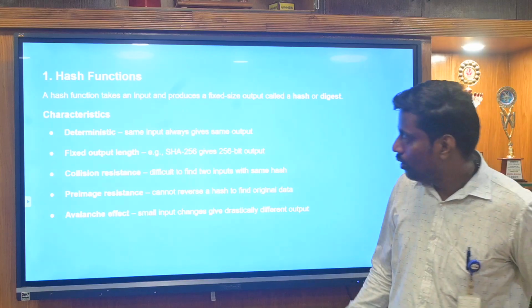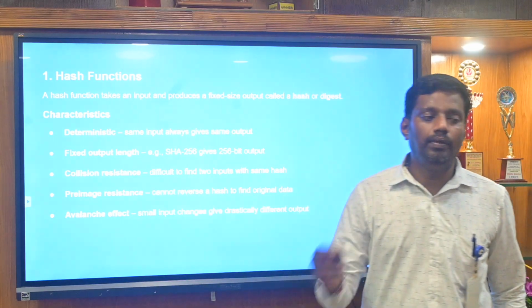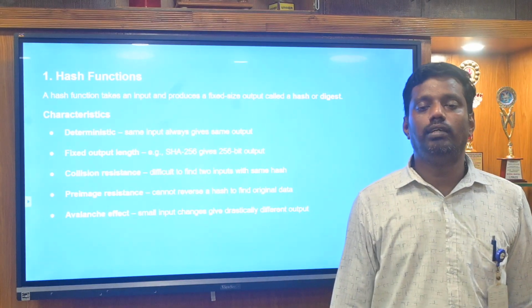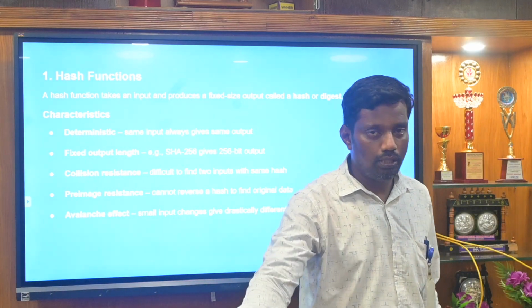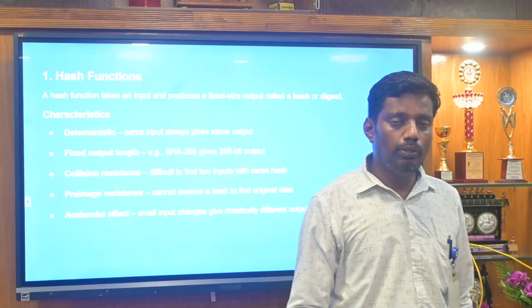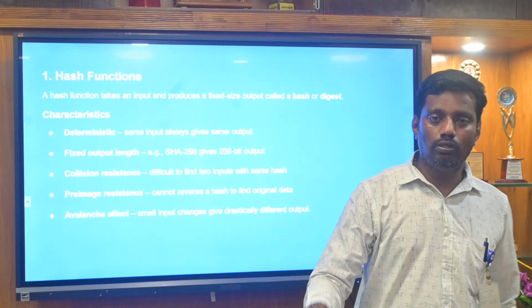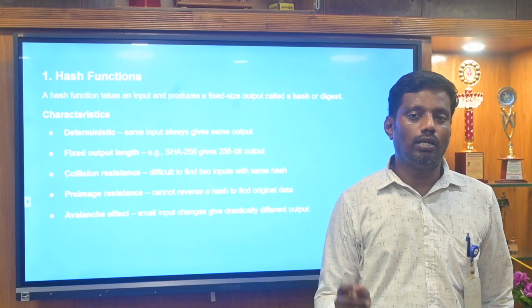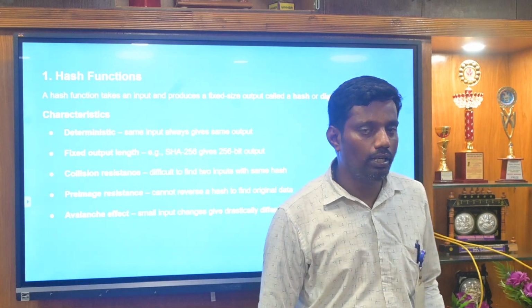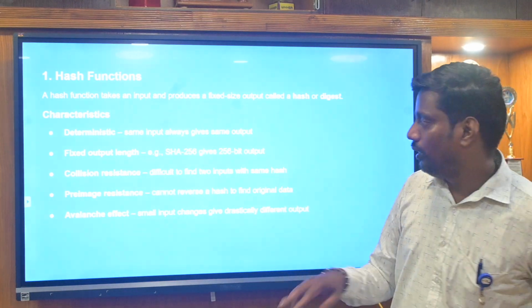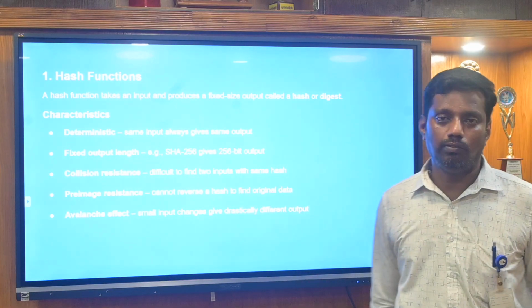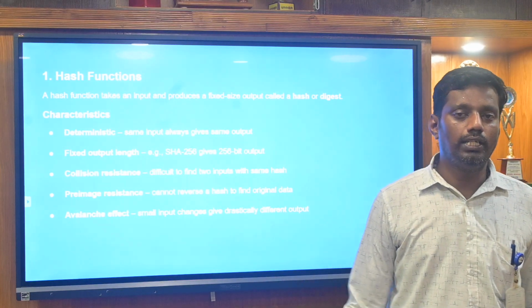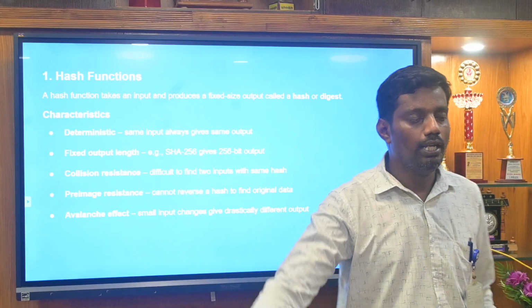The next one is collision resistance. It is difficult to find two inputs with the same hash value. We cannot allow the same set of blocks inside the network. Once a block has been allowed in the network, at any cost it will not allow any duplicate block of data in the network. You cannot find any duplicates, or the same type of blocks, inside the network.